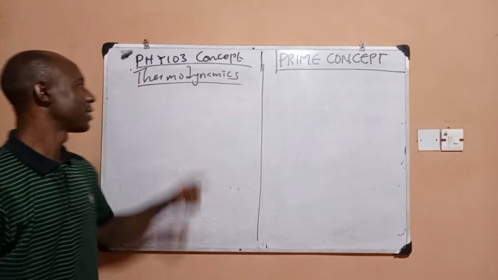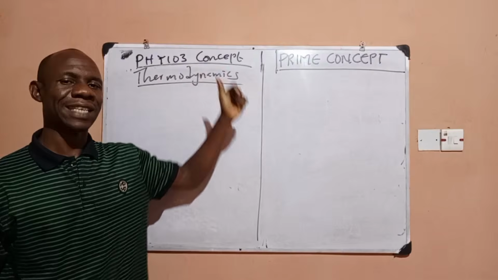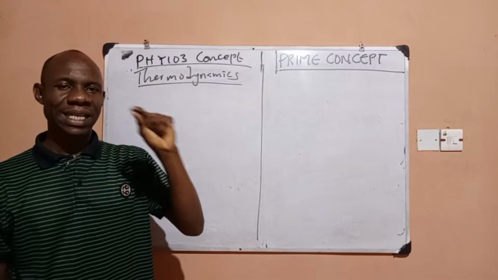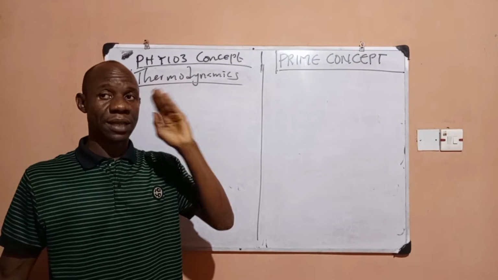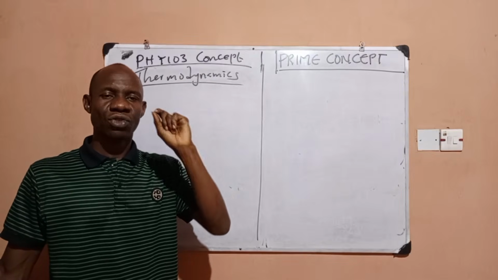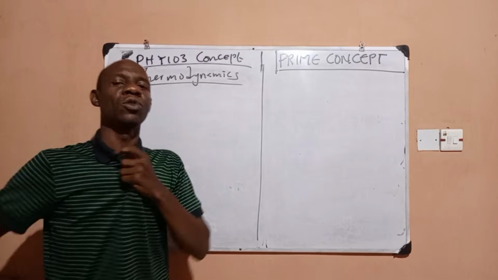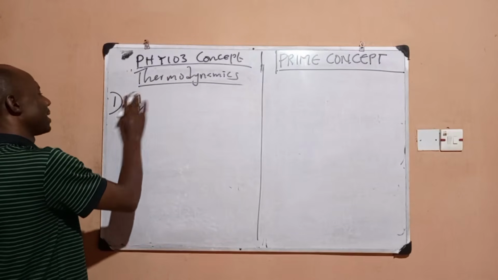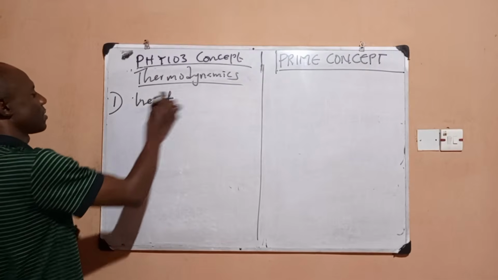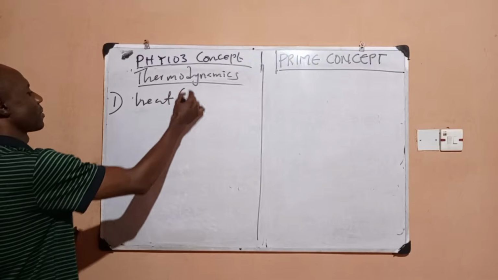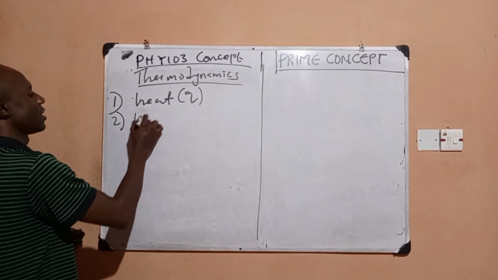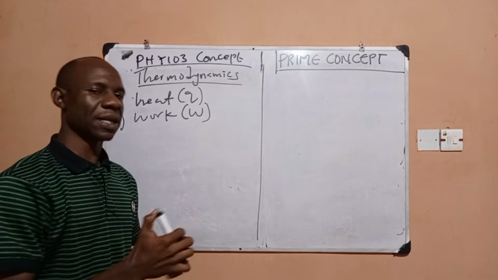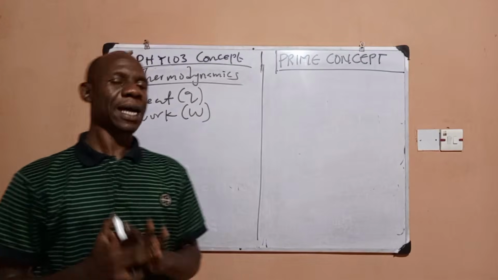Let me repeat so that you will understand. Thermodynamics studies energy and the transfer of energy. Thermodynamics studies what? Energy and the transfer of what? Energy. And you should know that energy can be transferred in two ways. One of the ways of transferring energy is by heat. The other way of transferring energy is by work. So these are the two ways by which energy can be transferred from one point to another. I hope that is clear.